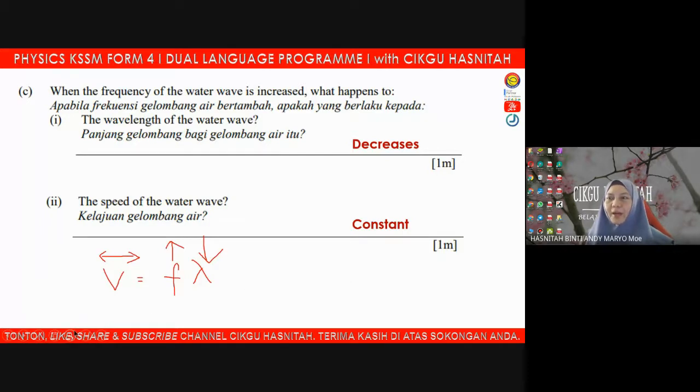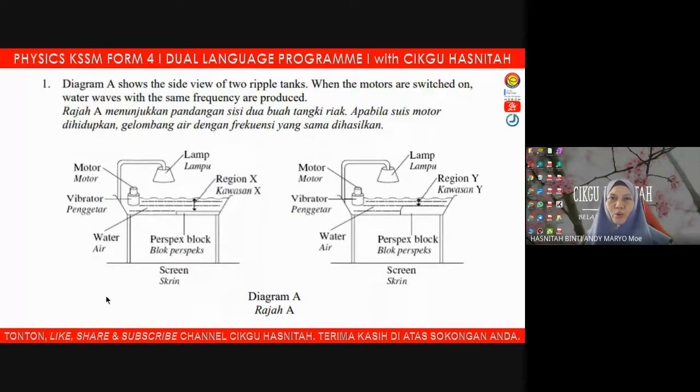What happens now if you maintain the frequency? If you keep the frequency constant, one is increasing, another one is decreasing. So that is how the relationship goes. Okay, now we go to this next question.